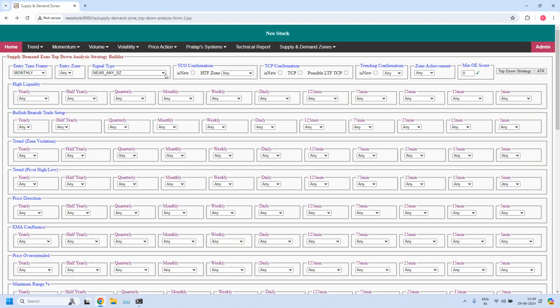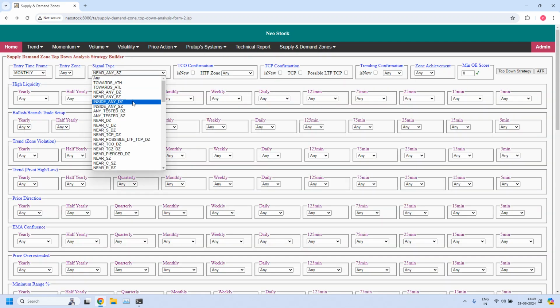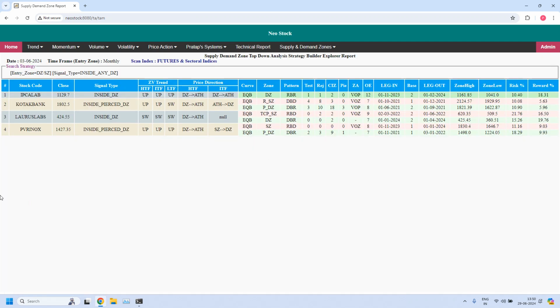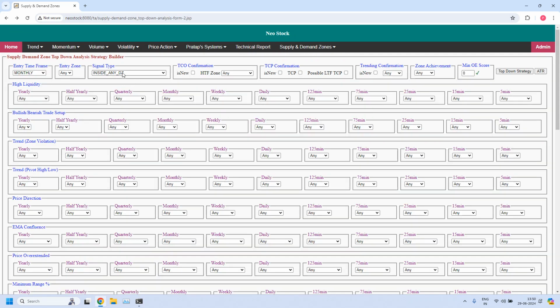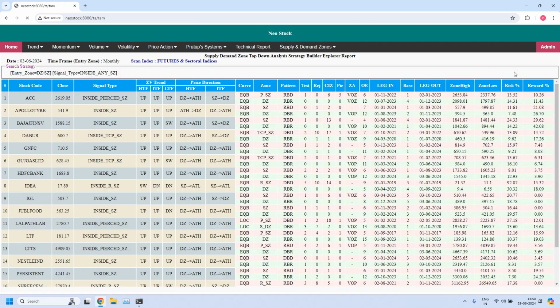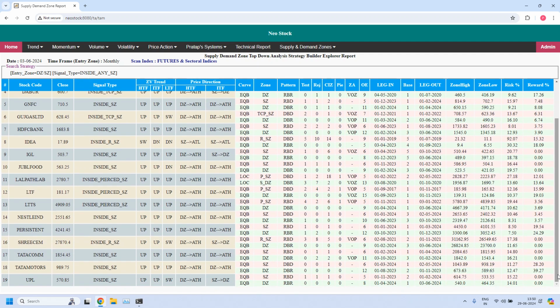And the next one is stocks closed inside the monthly demand zone. 4 stocks are closed inside the monthly demand zone. Next one is stocks closed inside the monthly supply zone. This is the filter list. Let me scroll the list down. So total 19 stocks are filtered, where price closed inside monthly supply zone.